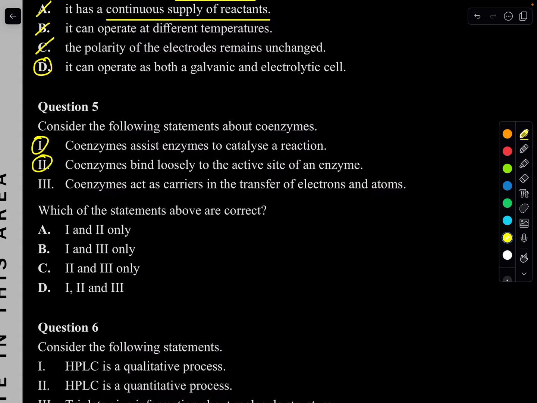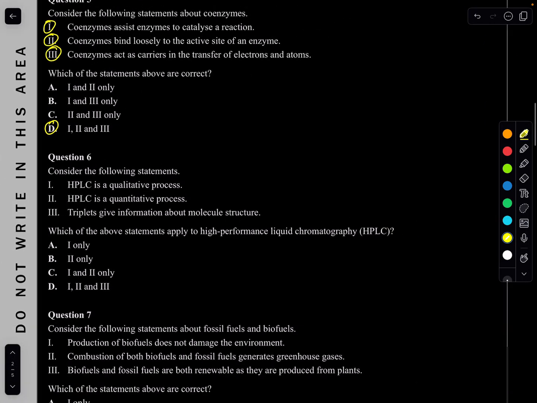Coenzymes act as carriers in the transfer of electrons and atoms. Absolutely correct. They do that. That's another definition of coenzymes. They act as transfers of electrons and atoms. So basically all of them. Which of the following statements are correct? All of them. Nice question. It's 5D.